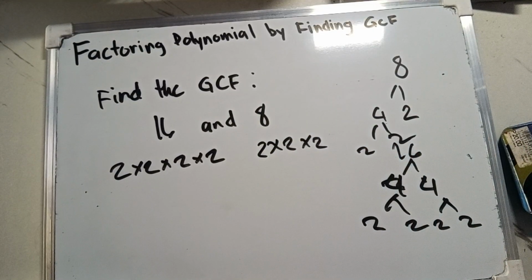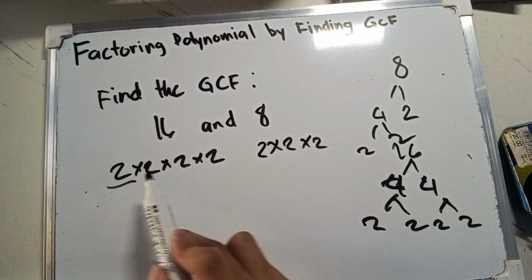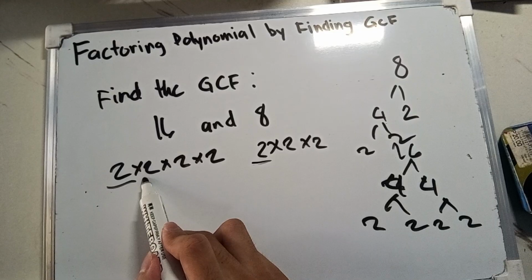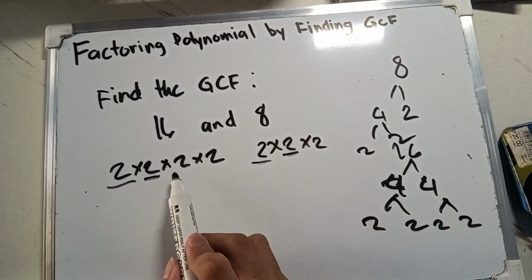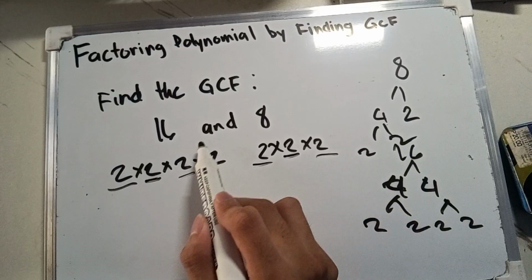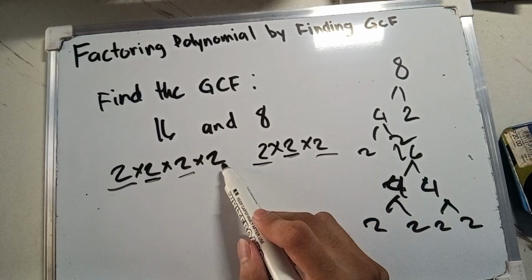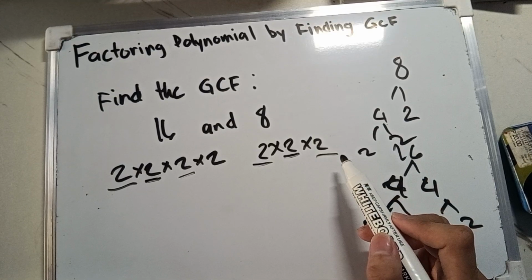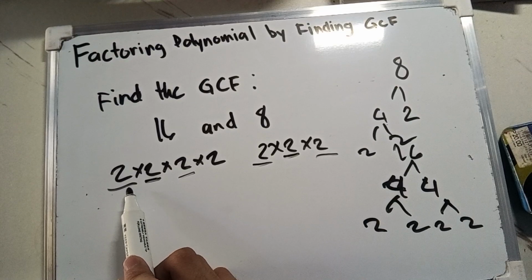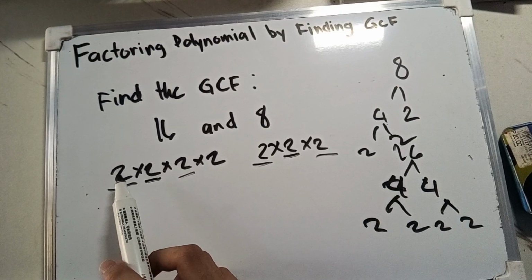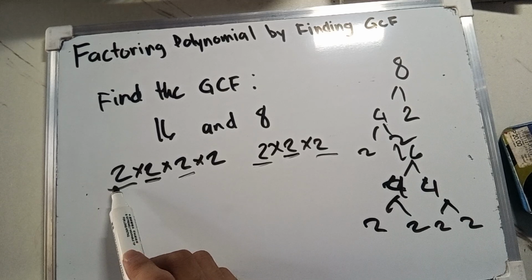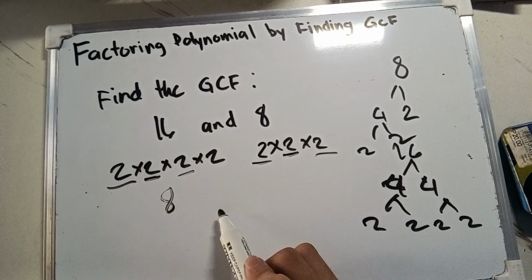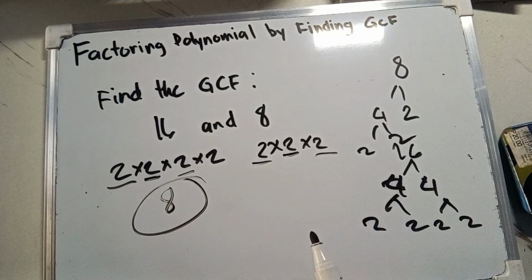Now in order to find the greatest common factor, we first underline the common multiples of these two numbers. 16 has 2, also 2 here. 16 also has 2 and 2 here. Again, 16 has 2 and 2 here. The remaining part we disregard because it is nowhere to be found in the number 8. So we multiply the common multiples: 2 times 2 times 2 is 8. So that is our GCF.